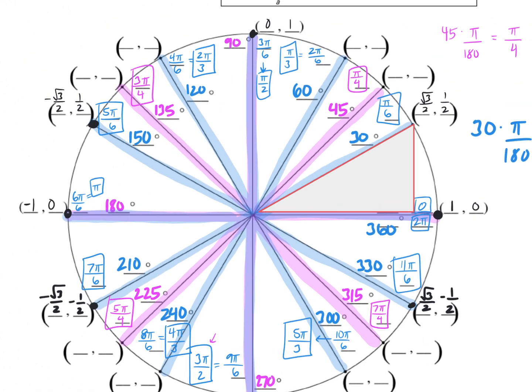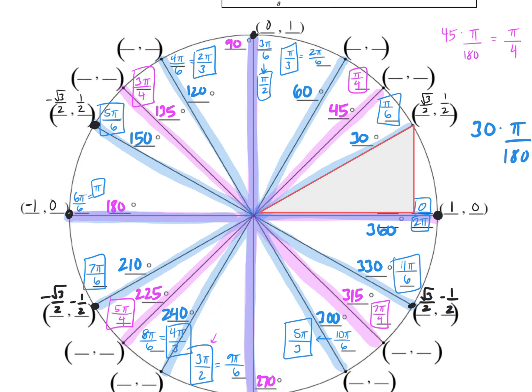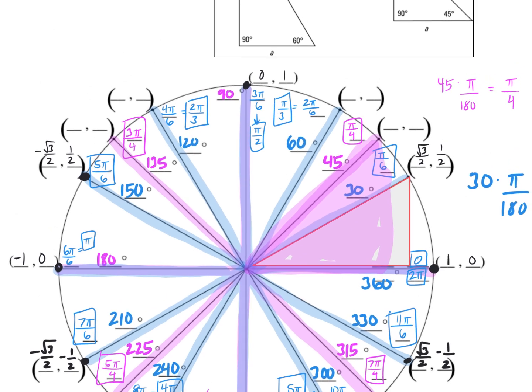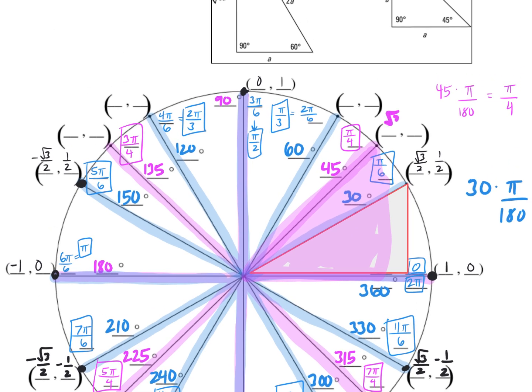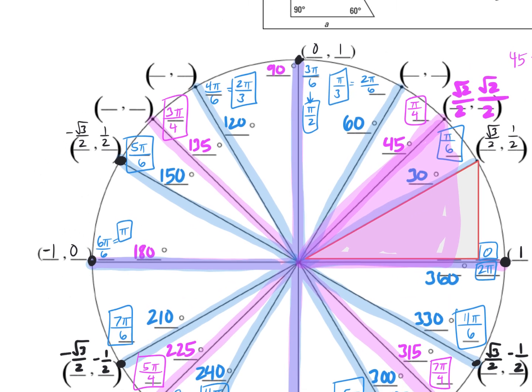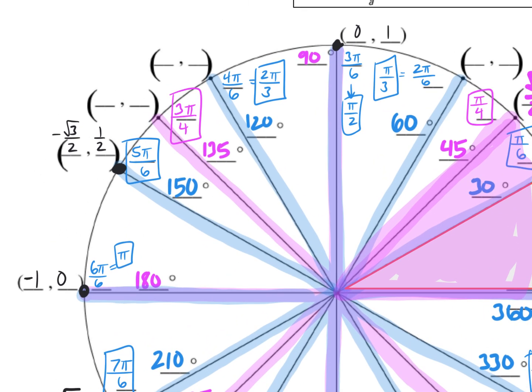Next thing that we did on that discovery was the 45, 45, 90 triangles. Okay, so these 45, 45, 90 triangles right here had the coordinates of square root of 2 over 2. So my coordinates are going to be square root of 2 over 2, square root of 2 over 2. And then it's just going to change positive and negative signs all the way around. So in the second quadrant, I'm going to have the negative square root of 2 over 2, positive square root of 2 over 2.